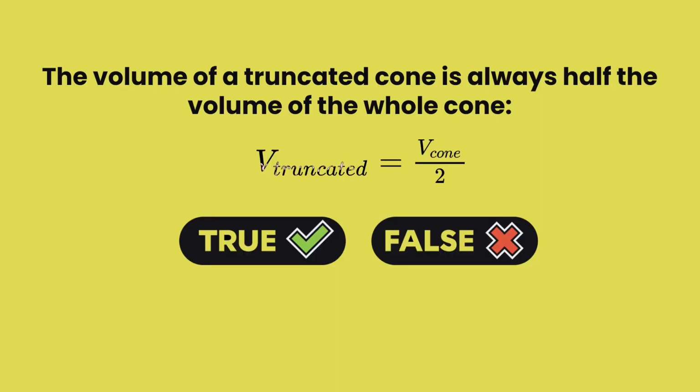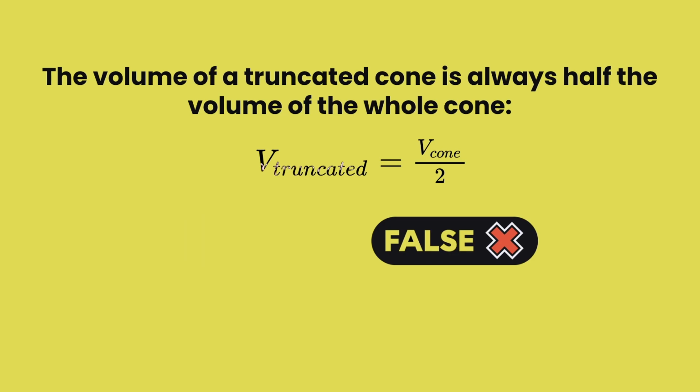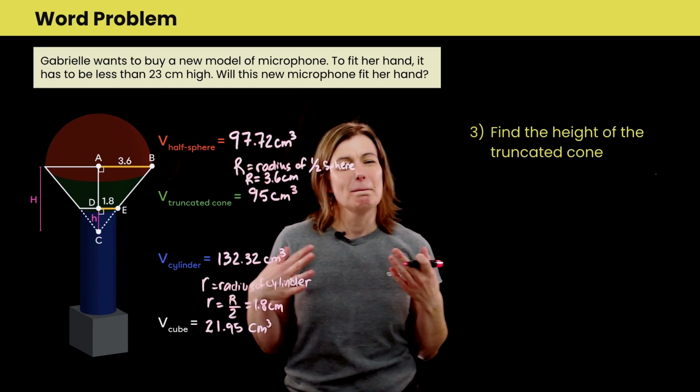But before we do, the volume of the truncated cone is always half the volume of the whole cone. Is this true or false? The answer is false. Sometimes it is, but not always.